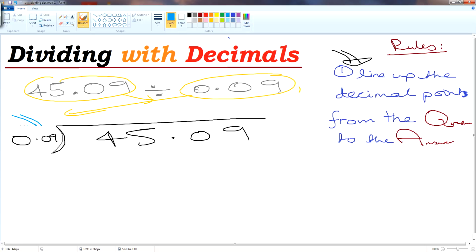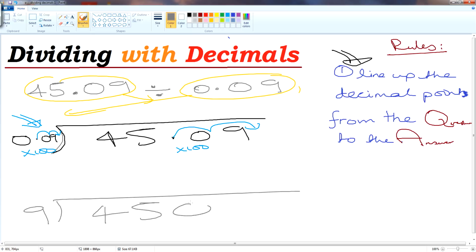So we start over here at the 0.09, make that into a whole number by multiplying it by 100. If you multiply this by 100, we have to multiply this also by 100. So the question can now be rewritten quite comfortably as, so 0.09 has become 9, that's lovely. And inside we have 4509. So the decimal point has gone completely. Okay, let's have a go at this question now.